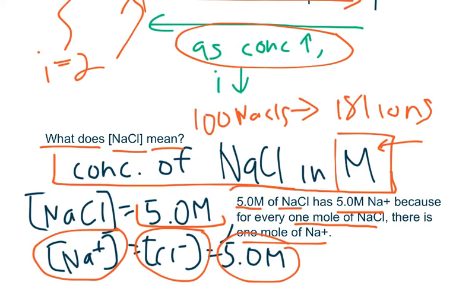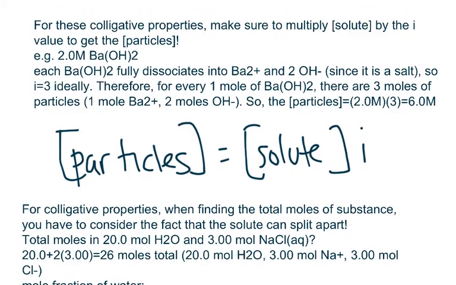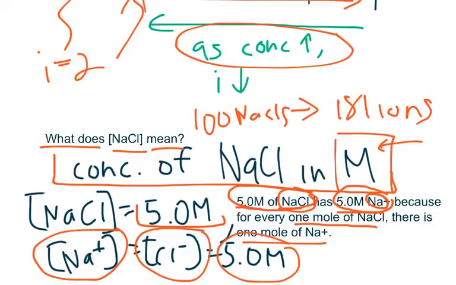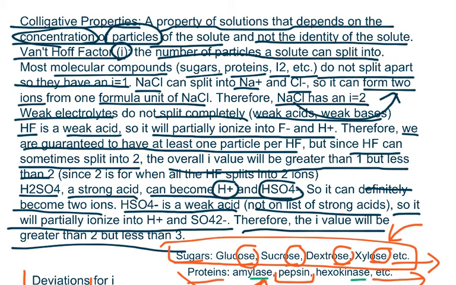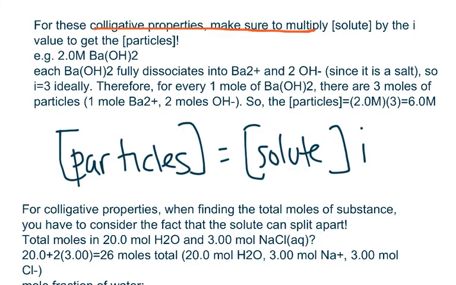So if it's 5 molar of NaCl, which is the concentration, then that means that there must be the same concentration for the Na plus, since for every 1 mole of this, you have 1 mole of this. Now let's continue and see why we are talking about these things. So, for these colligative properties, you have to use the concentrations, and that's why it's called a colligative property, because it depends on the concentration. And we will see that there are a few formulas that we have to use, and these formulas involve concentration.